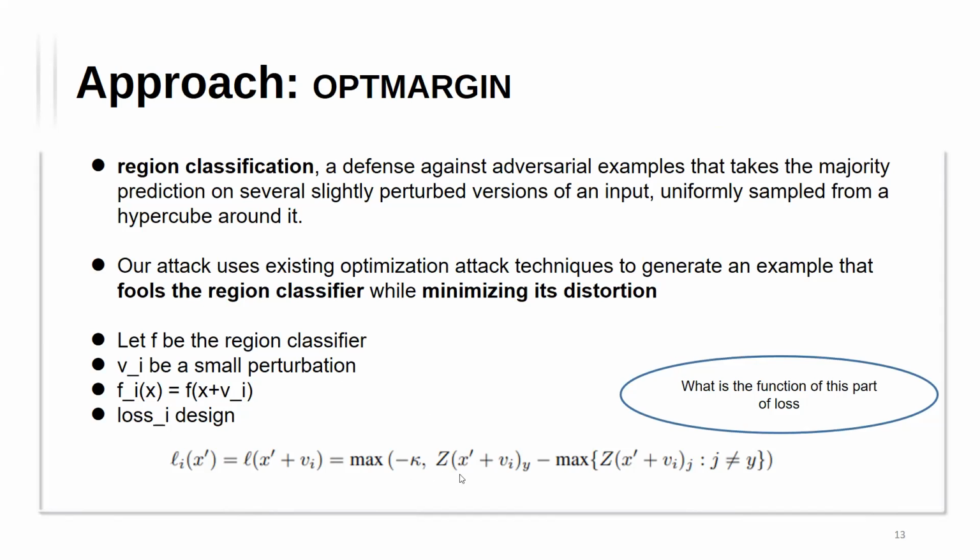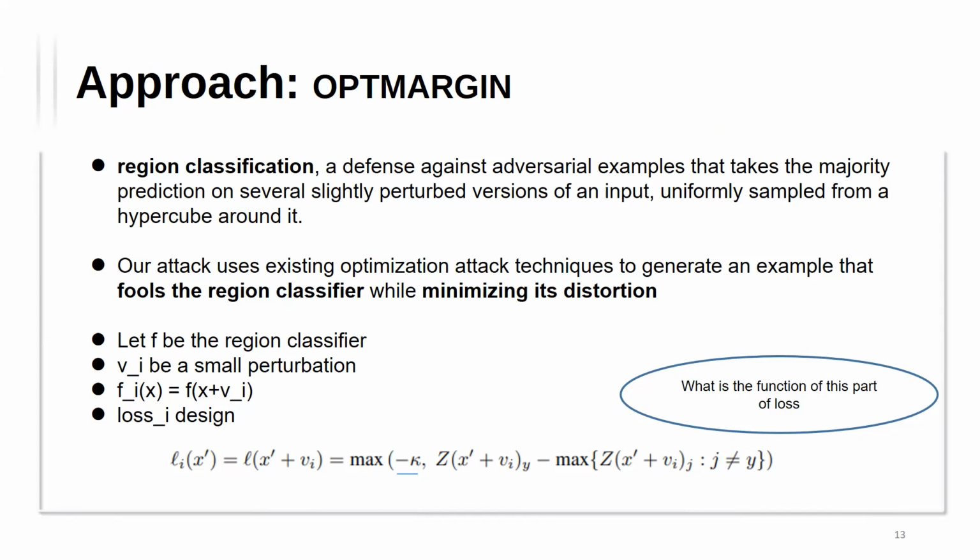And how they design the Li is, they take Z, the last layer, which is the logits of the output. So they pick out the value for the correct class Y and subtract the next most likely class. When the prediction is incorrect, the value would bottom out at minus K logits. K is a positive value, like the confidence.